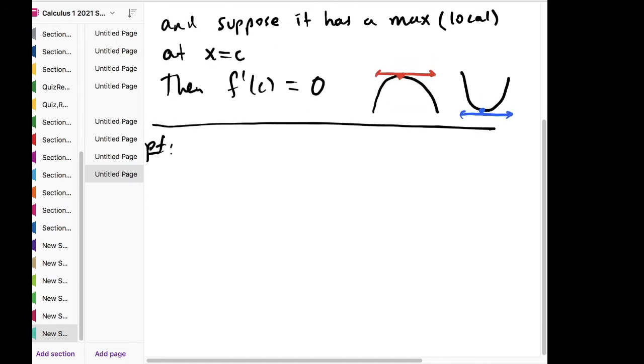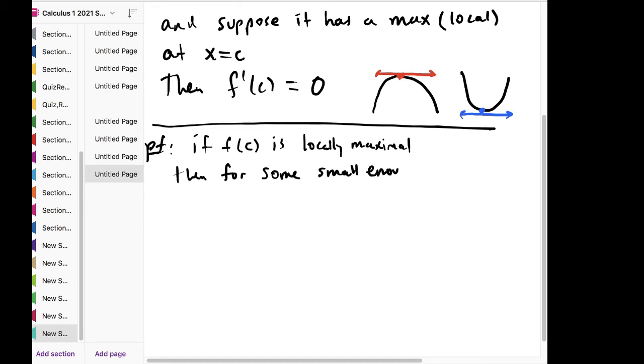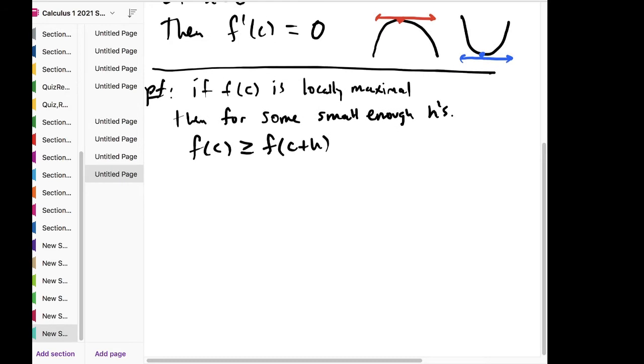Okay, so if it is maximal, the same is true for minimum, but I'm just doing maximal. If f of c is locally maximal, what does that mean? Then for some small h's, f of c is always going to be bigger than f of c plus h. Does that part make sense?